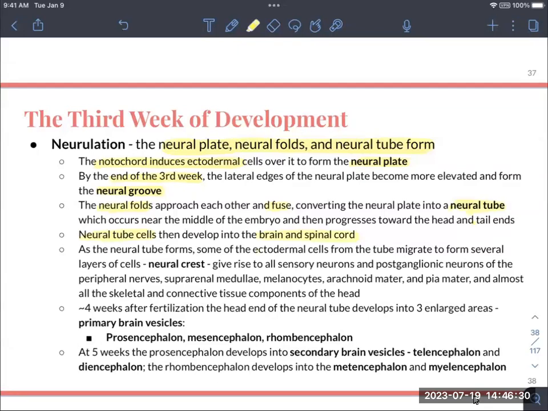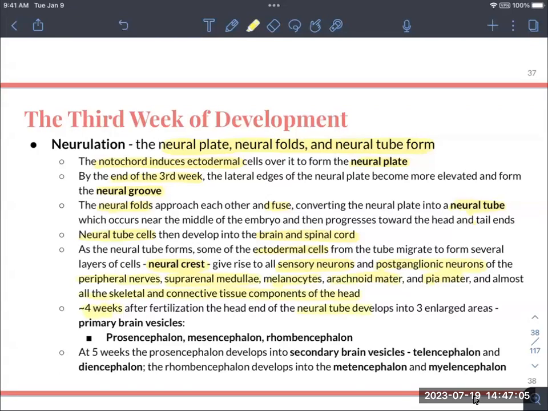These different ectodermal cells, they're actually going to form several different layers to form a neural crest. That's our sensory neurons. Postganglionic neurons of all peripheral nerves. The adrenal glands, melanocytes, arachnoid matter, pia matter, skeletal and connective tissues.